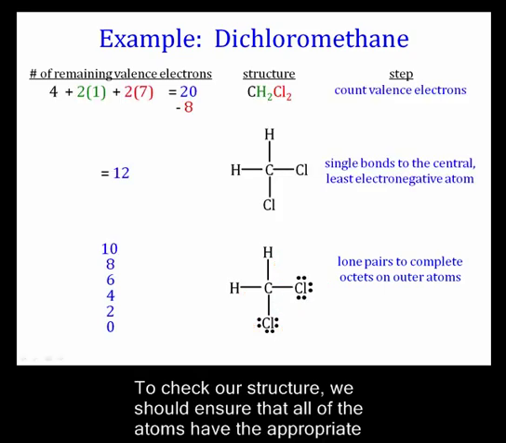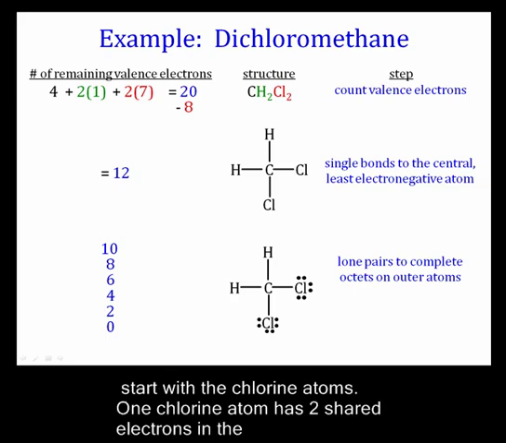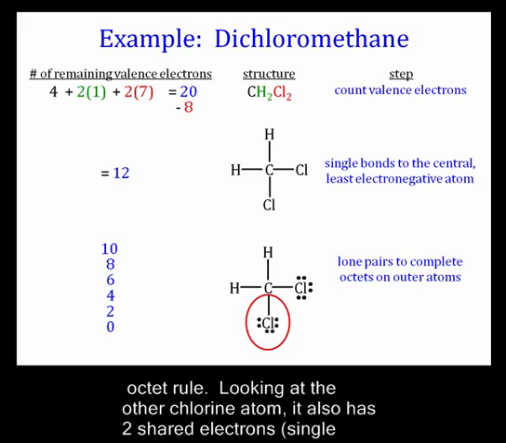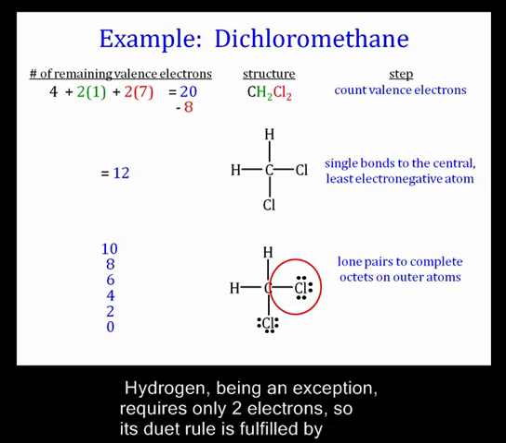To check our structure, we should ensure that all of the atoms have the appropriate octets or duets. In this case, we end up recounting shared electrons. Let's start with the chlorine atoms. One chlorine atom has 2 shared electrons in the bond and 6 lone electrons, or 3 lone pairs, for a total of 8 electrons, fulfilling the octet rule for this chlorine atom. Looking at the other chlorine atom, it also has 2 shared electrons in the single bond and 6 lone electrons in 3 lone pairs, so it has a completed octet as well.